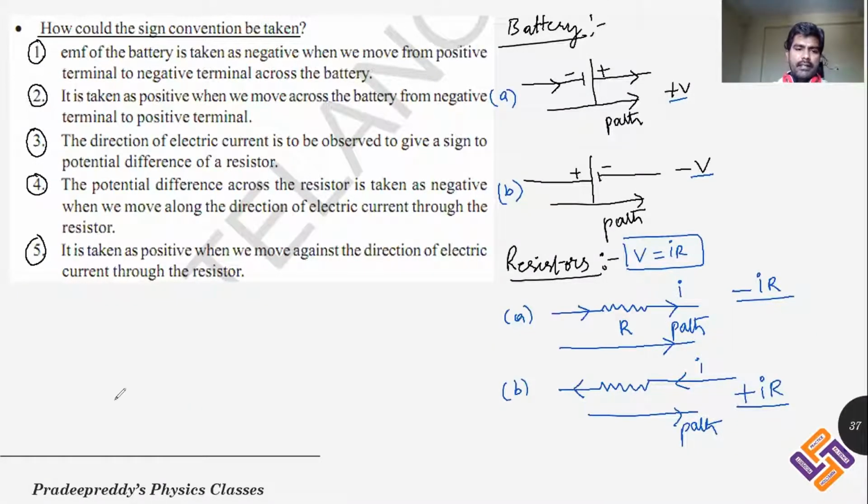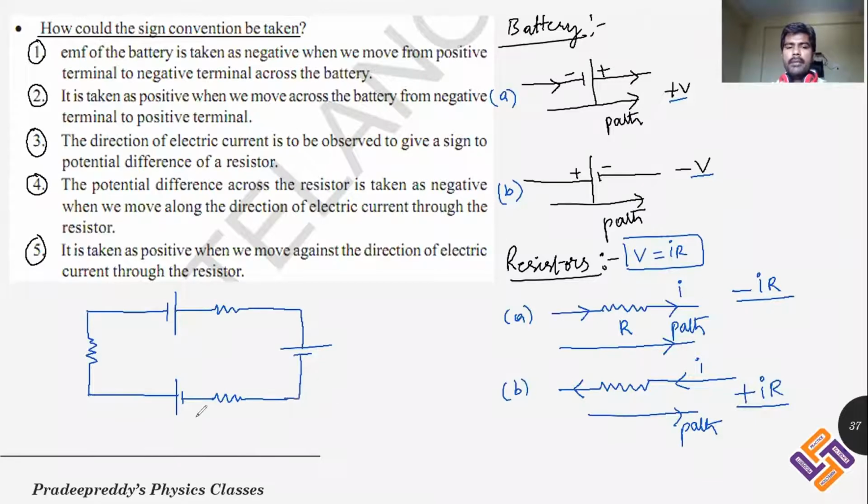Now let us take one simple example and we can make that clear. There is one battery, and there is one resistor here, and there is a battery. This is the circuit. How many batteries are there? 3 batteries are there. 3 are the sources, and 3 resistors are there. Those 3 resistors are consumers.